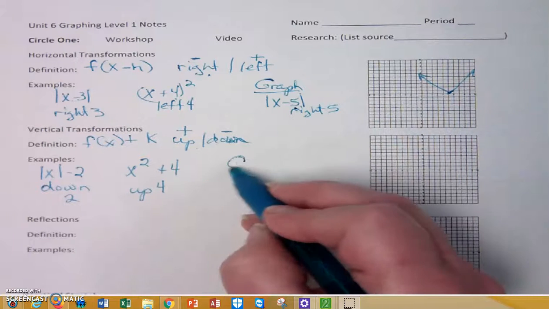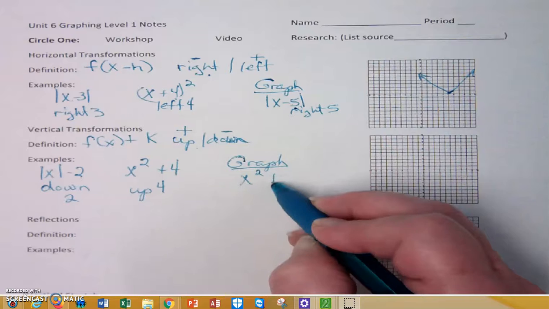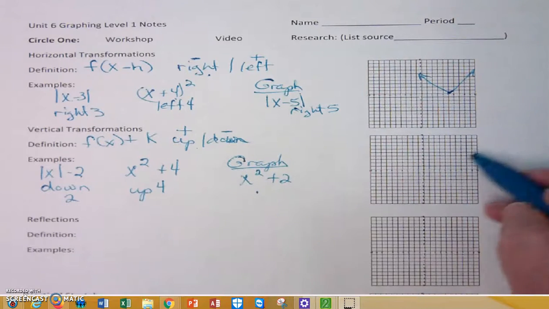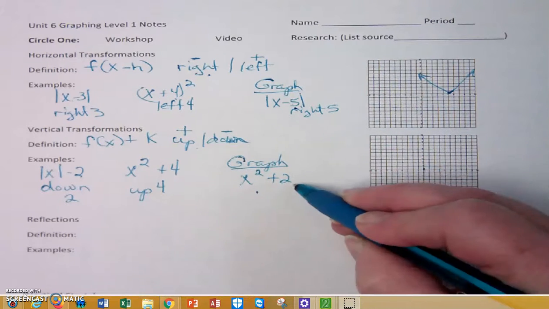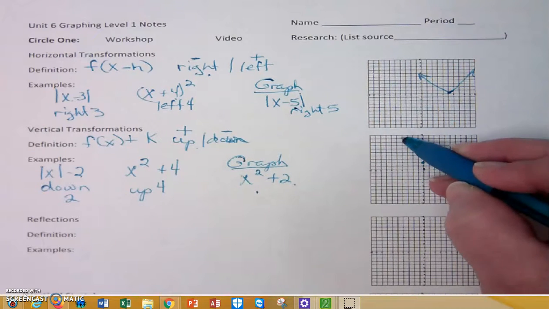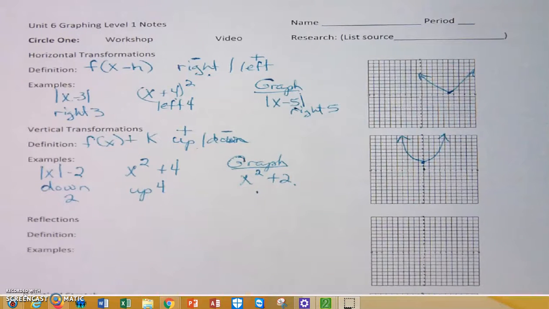So let's do a graph. On my graph, if I have x squared plus 2, so I have a parabola, I'm going to start at the origin, and that's a vertical shift. So I'm going to go up to here, and then just draw my parabola.